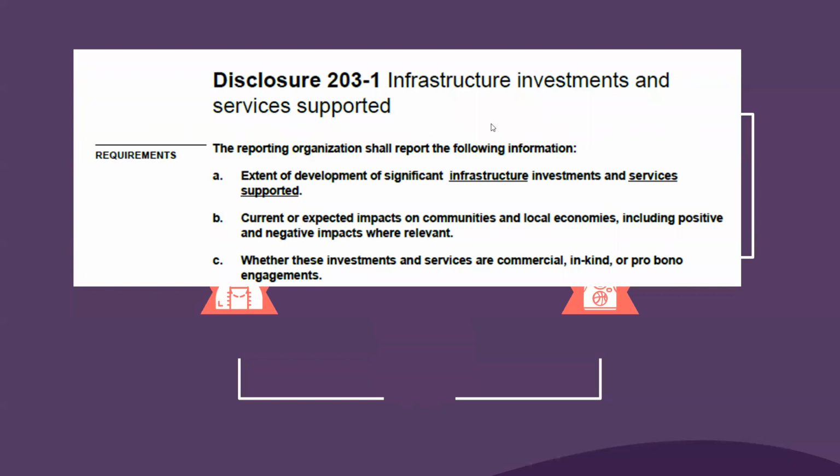Infrastructure investments and services supported: the extent of development of significant infrastructure investments and services supported, and the current or expected impacts on communities and local economies, including positive and negative impacts, where relevant. So let's look at San Miguel Corporation. Aside from the food business, and the oil industry, Petron, they're also right now engaged in different infrastructure investments. It started during the time of President Duterte.